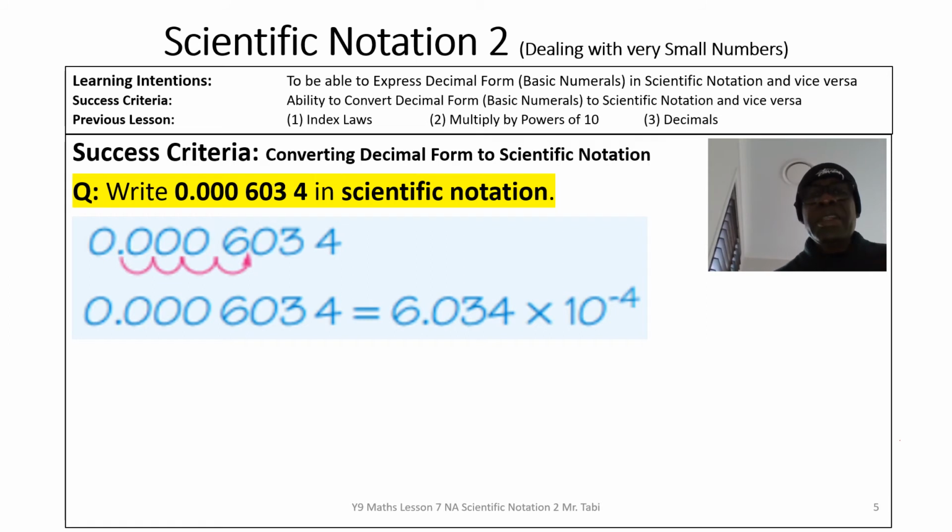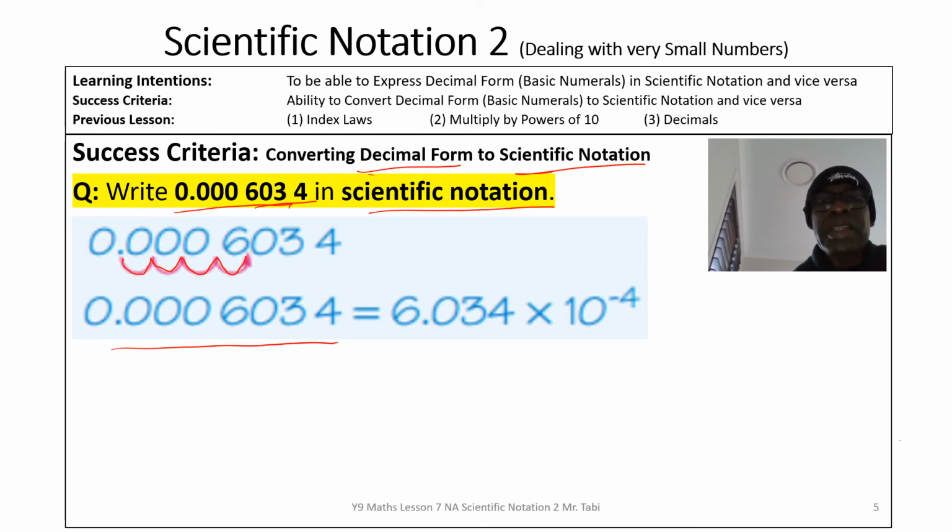Now let's focus on our success criteria, which is converting decimal form to scientific notation and vice versa. In this case, we are moving from decimal form to scientific notation. So if you are given that, all that you need to do in scientific notation is to position the decimal point between the 6 and the 0. So you're moving 1, 2, 3, 4. So this number in scientific notation is simply 6.034 times 10 to the power minus 4.